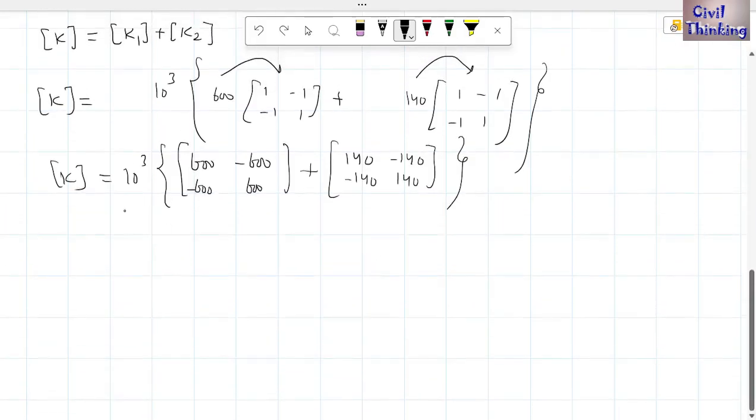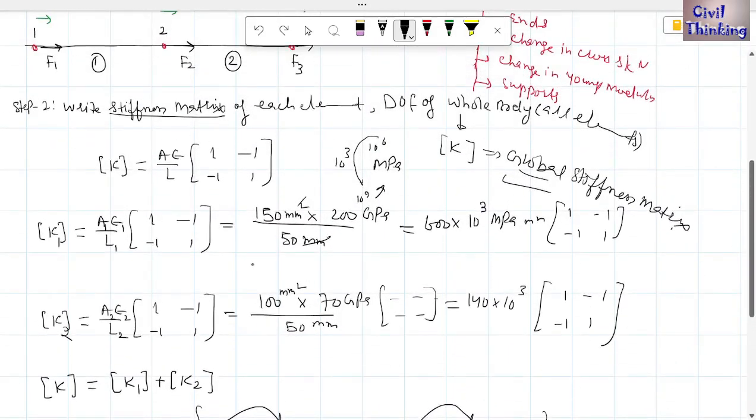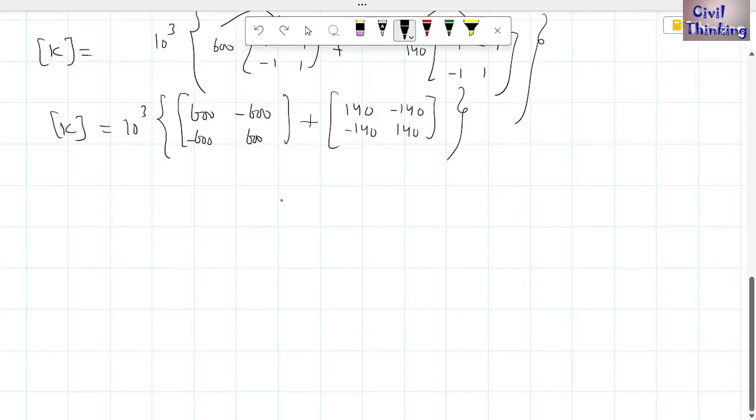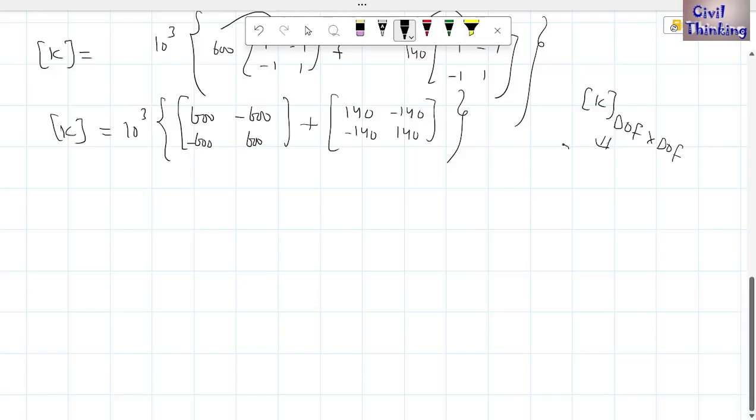Now for this we have to find the order of the global stiffness matrix. The order of a global stiffness matrix K is total degree of freedom times total degree of freedom. So we have to find the total degree of freedom of the whole body, and that is the order. Then of that order we will draw the global stiffness matrix. For example, if the degree of freedom is 3, then it is going to be 3 cross 3.